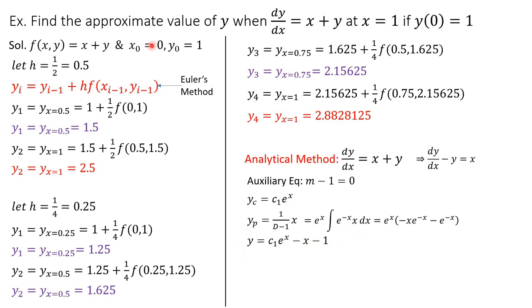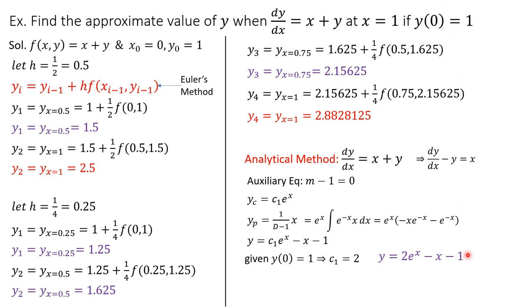Now using the initial condition here, at x is equal to 0, y is equal to 1, we will find the value of c1, which gives us c1 is equal to 2, and therefore the particular solution will be this: y is equal to 2 into e raised to x minus x minus 1. So this is the solution of this differential equation with the given initial condition.